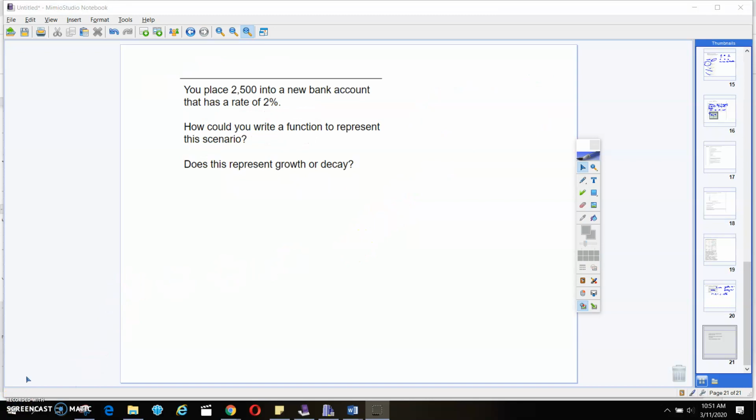It says you place $2,500 into a new bank account that has a rate of 2%. How could you write a function to represent this scenario? Does this represent growth or decay? Okay, so are you gaining money or are you losing money? Gaining. So obviously it's going to be a growth, right? And we know that the growth function is a times 1 plus r raised to the t power, right? Okay, or now you know that.